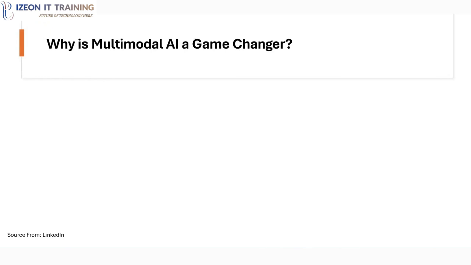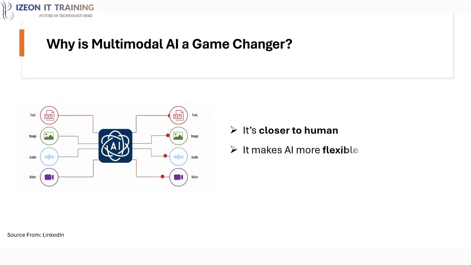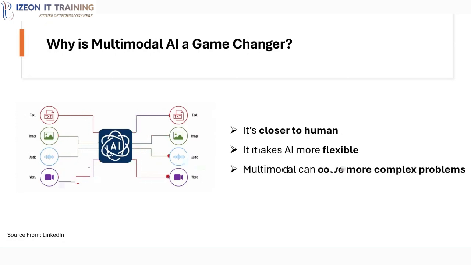But why is multimodal AI a game changer? Multimodal AI is powerful because it's closer to human intelligence. We don't rely on one sense, we combine many. And it makes AI more flexible because one model can handle text, images, audio, and more. It can solve more complex problems like explaining what's happening in a video or understanding a full conversation with context.